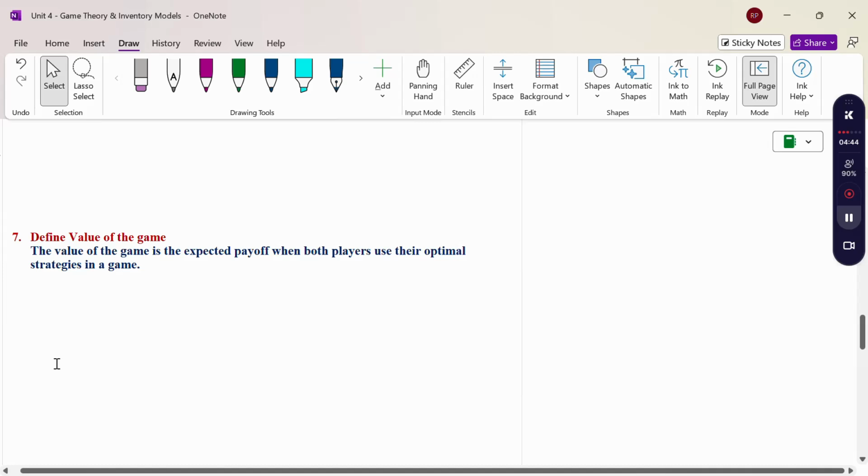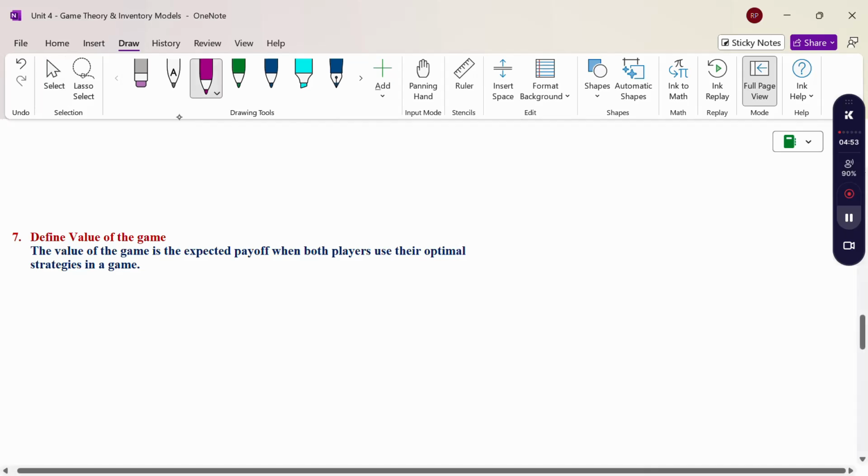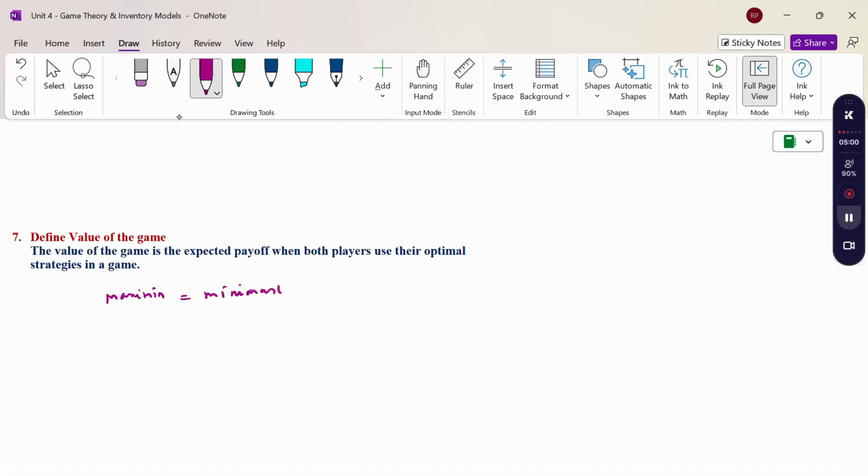Define value of the game. The value of the game is the expected payoff when both players use their optimal strategy in a game. If maximin equals minimax, it is a saddle point. The saddle point value is nothing but the value of the game. If the maximin and minimax values are equal, then the saddle point has some value, and that value is the value of the game.